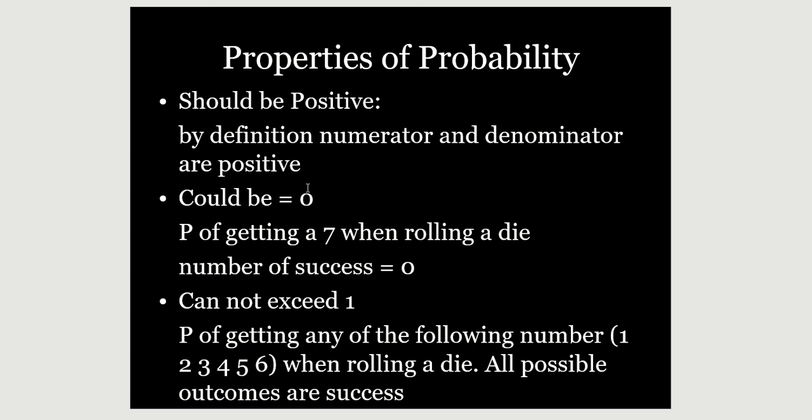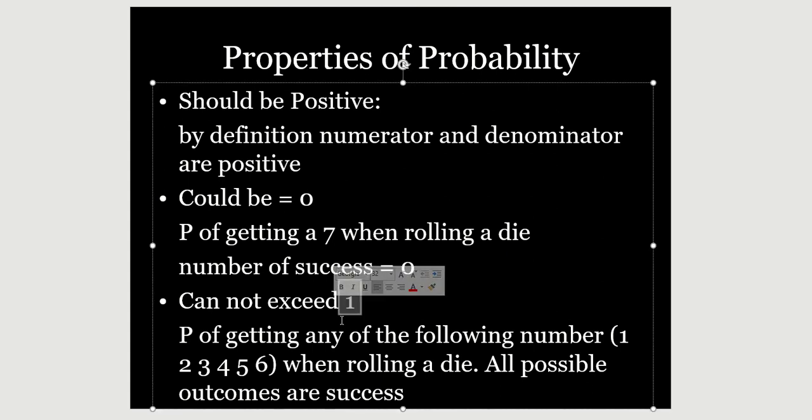A probability could be equal to zero, and that's when the outcome is impossible to occur. For example, rolling a dice and getting 7 is impossible, so you get a 0. Also, you can get a probability that is equal to 1, and that's where the success is definitely going to occur. What is the probability that you roll a dice and you're going to get a number between 1 and 6? Well, you're sure you're going to get a number between 1 and 6, and hence the probability is equal to 1. However, a probability cannot exceed 1.